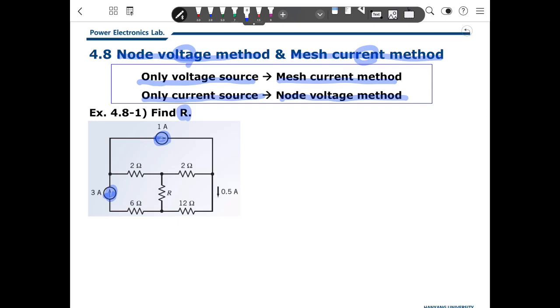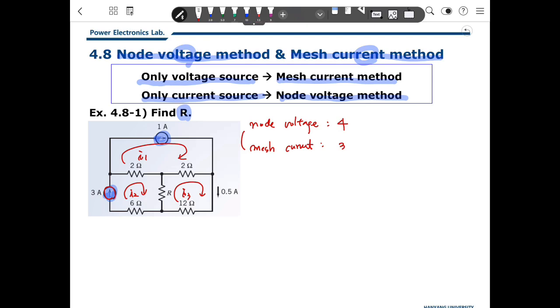What should we do? Anyway, we need to check how many node voltages there are here. If we use node voltages, it's 4. In the case of mesh current, how many meshes are here? This is 3. If we make a mesh here, and here, then this is I1, this is I2, and this is I3.